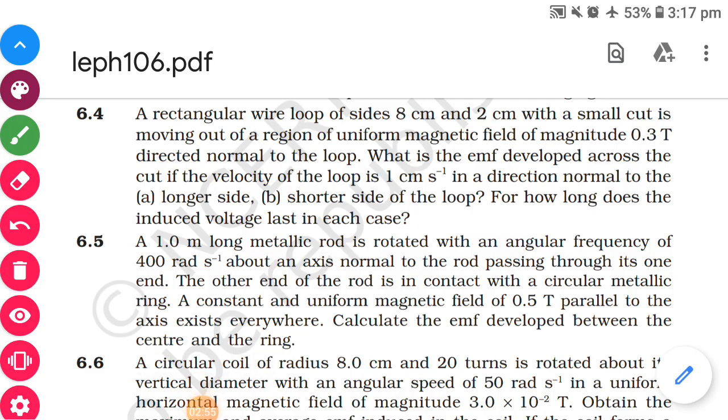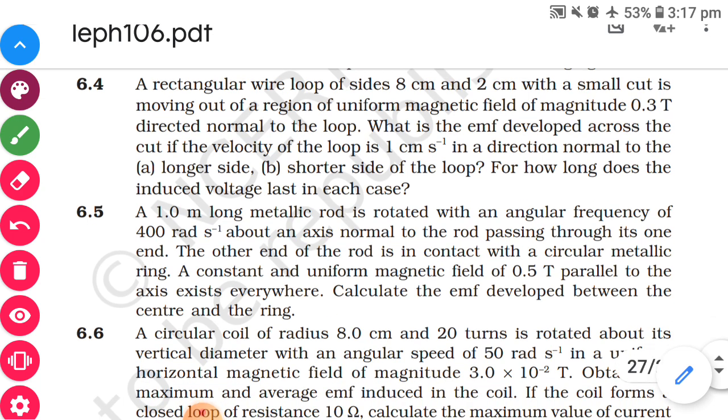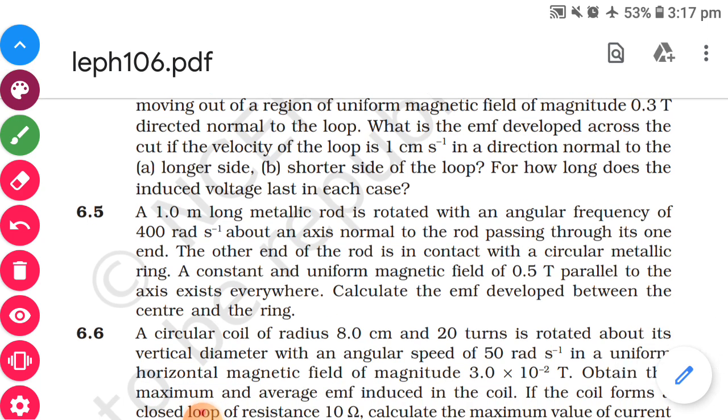Now 6.4: a rectangular wire loop of side 8 cm and 2 cm with a small cut is moving out of a region of uniform magnetic field of magnitude 0.3 Tesla directed normal to the loop. What is the EMF developed across the cut if the velocity of the loop is 1 cm per second in the direction normal to the longer side and then shorter side? For how long does the voltage last?